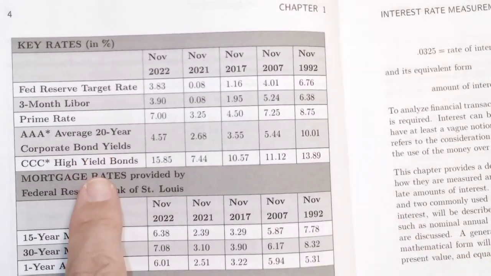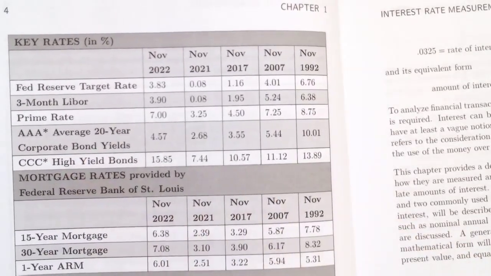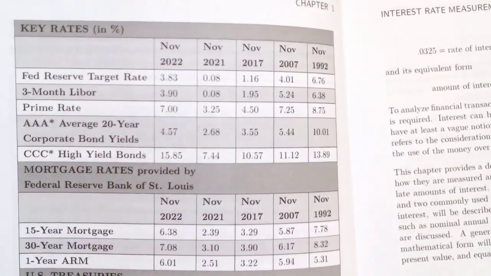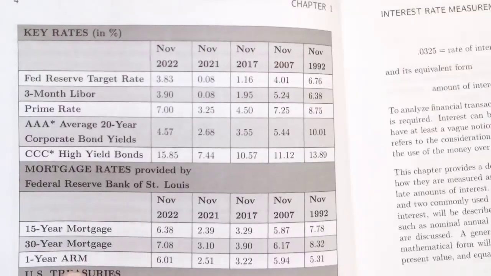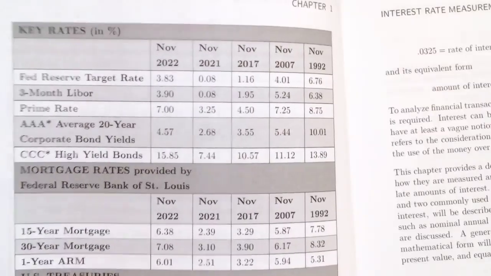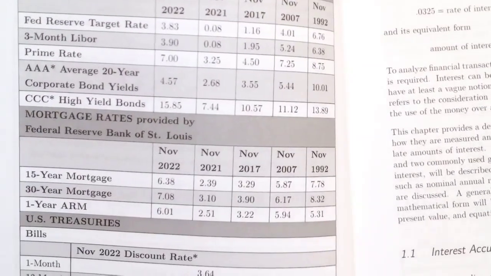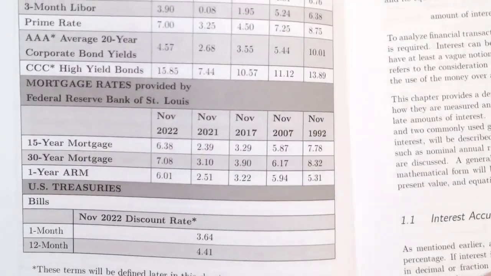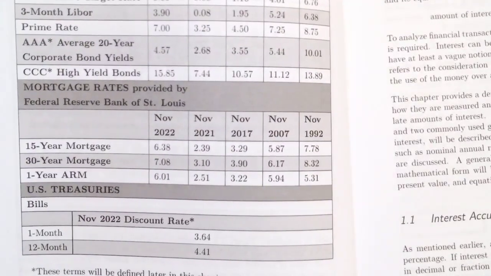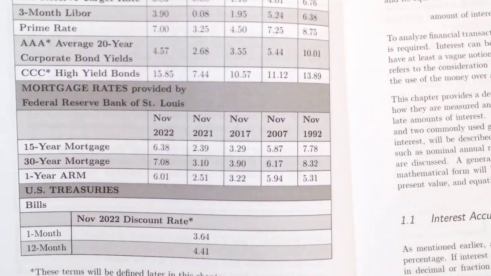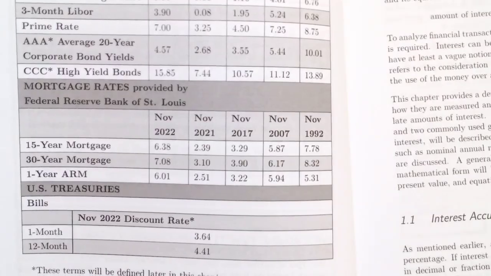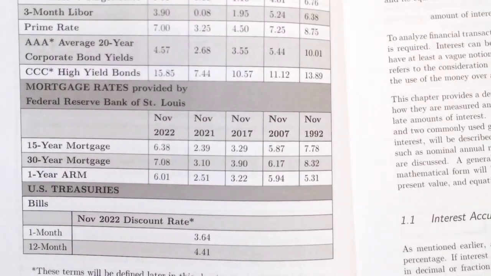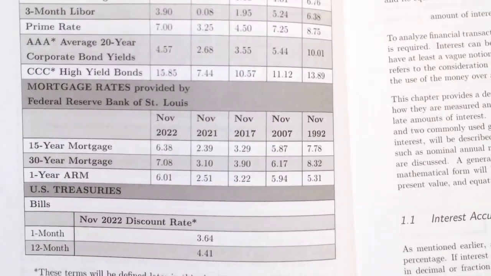Bond rates, high yield bonds, mortgage rates. These are loans. So we've got a fixed rate 15-year mortgage, 30-year mortgage. ARM stands for adjustable rate mortgage. And down here at the bottom, we have treasury bills. Treasury bills are loans from the US government. You give them money, they will pay this amount. Notice it's calculated as a discount rate. We'll work on what all these mean as we go on.